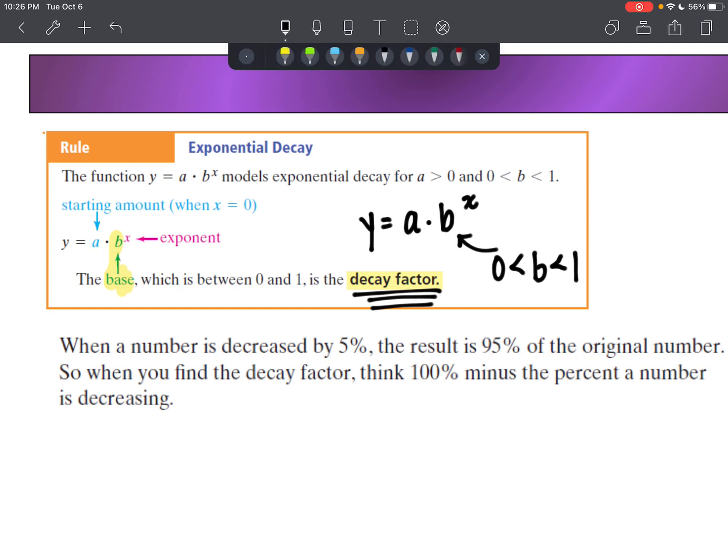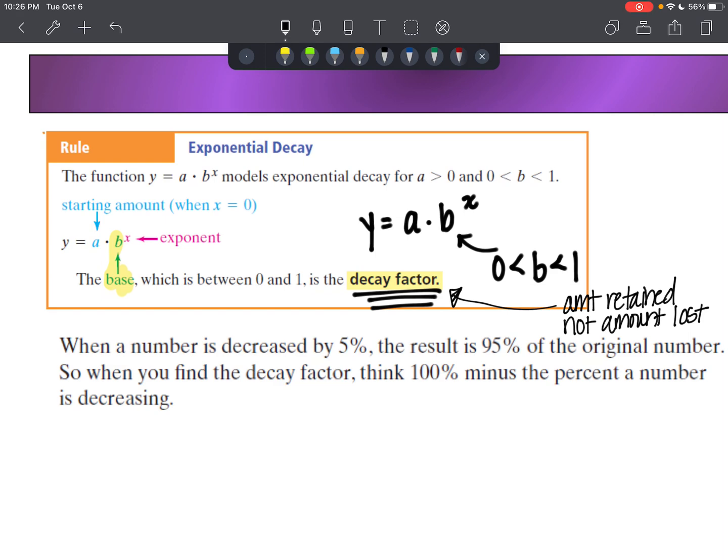Now that decay factor is the amount that remains. So it's the amount that is retained, not the amount lost. That's important for you to understand. So when a number is decreased by 5%, the amount that's remaining is 95%.